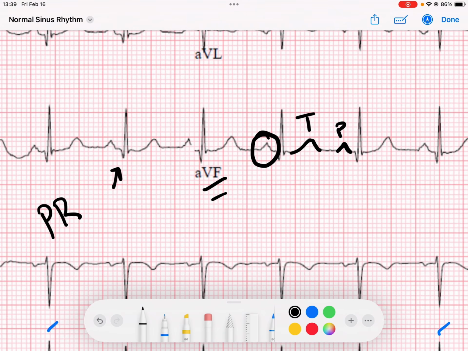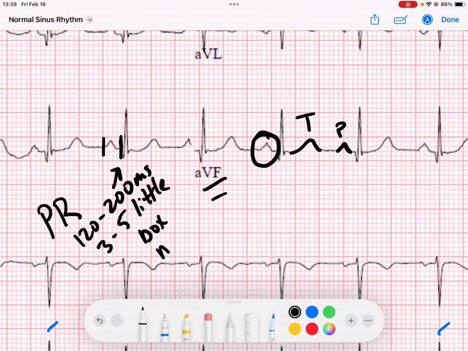And my PR interval is measured from the start of the P wave to the start of the QRS. And so my PR interval needs to be between 120 and 200 milliseconds to be normal. And so that's 3 to 5 little boxes, or 3 to 5 millimeters, right? Each box is a millimeter. And so here we see that that is 4 millimeters, which, if you do the math, is 160 milliseconds, which is normal.